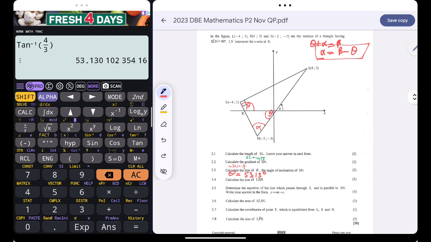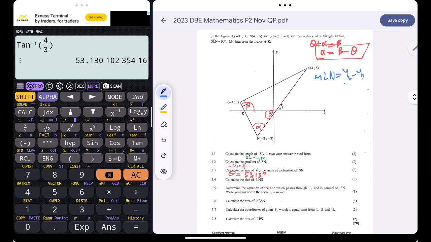Please keep this in mind. We already know the value of theta. All we need to do is find the value of beta. For us to find the value of beta, we need to find the gradient of LN first. Y2 minus Y1 over X2 minus X1. Simply take the Y value at N, which is -3, minus the Y value at L, all over the X value at N minus the X value at L. So I will have -4 all over +2. That would give me -2.